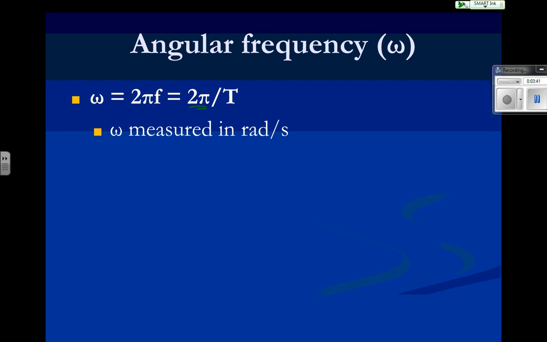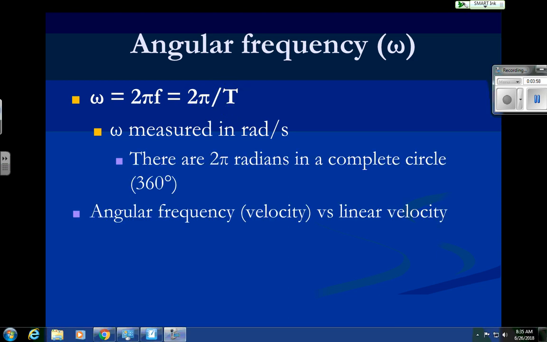Since there are 2 pi radians in a full circle, and since T, the time period, is the time it takes to complete a full circle, this is the angle that something moves through in the time that it takes to move through a full circle. So that's how many radians it would move through every second. So that's basically the equation for angular frequency or angular velocity.